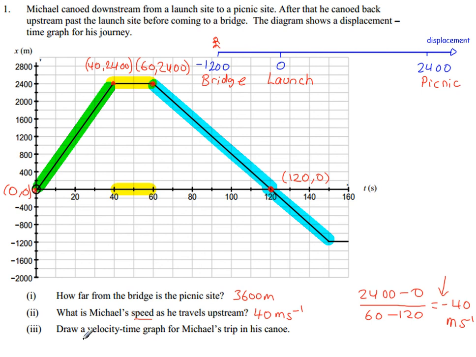So part 3 says we have to draw a velocity time graph. So we need to work out the velocity here, here, and here. In this region, the velocity was minus 40 meters per second, so not speed, but velocity, minus 40 meters per second. And if we work out the gradient for this part, we get 60 meters per second. So these are the velocities for each part of our displacement time graph.